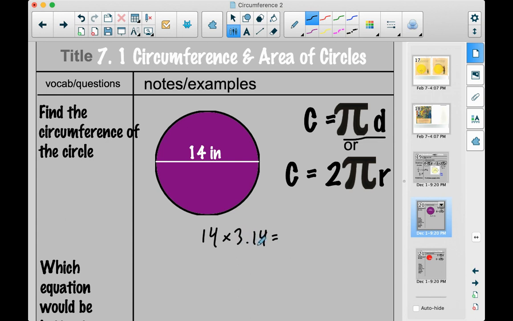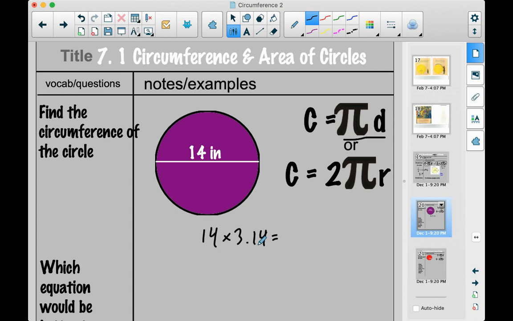3.14 is very close to pi. It's a good estimate of pi. So in all these examples, if you have a pi button on your calculator, don't use it. Just type in 3.14. Okay. Otherwise, your answers will be slightly different than what we're coming up with.